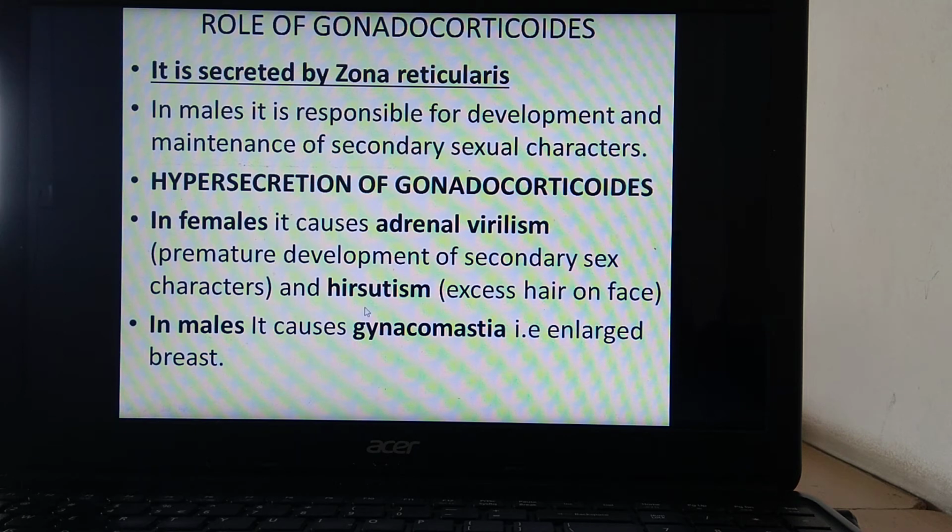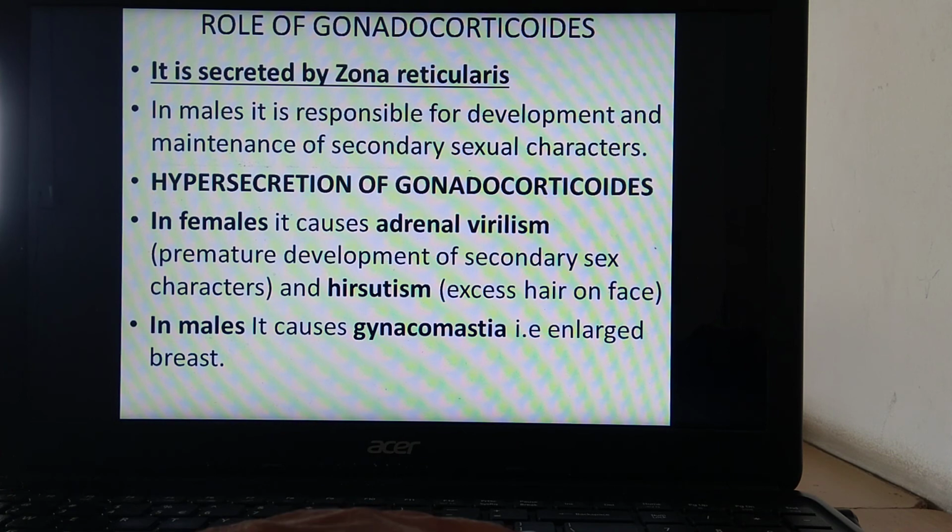And second is hirsutism. This hirsutism is for excess hair on the face. So these two symptoms are seen in case of females with hypersecretion of gonadocorticoids. And in case of males, it causes gynecomastia, that is enlarged breast. Okay, so remember the conditions, the meaning of the words adrenal virilism and hirsutism, as well as the meaning of the term gynecomastia. They can be asked as a one word or one sentence question. So it is important to remember this.